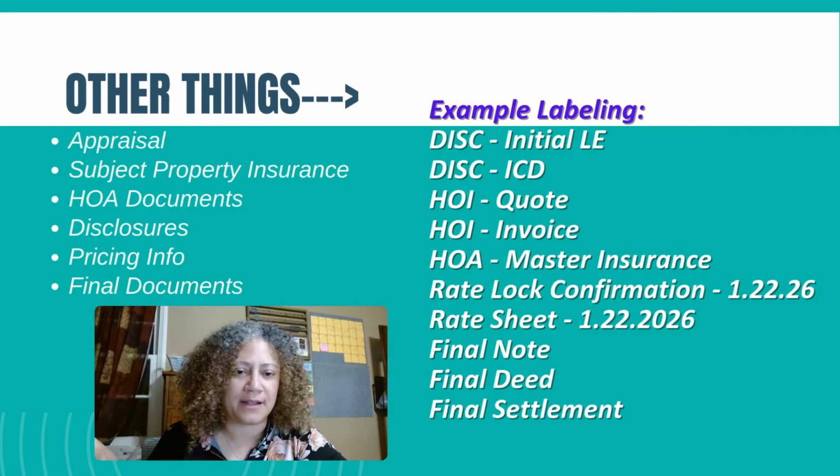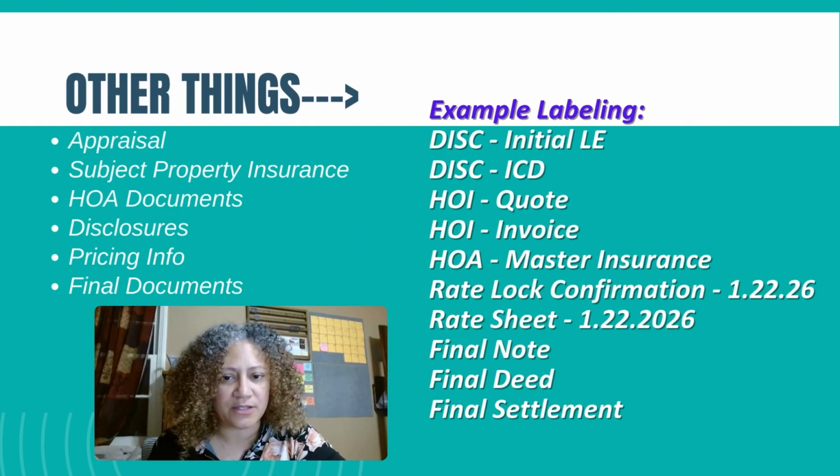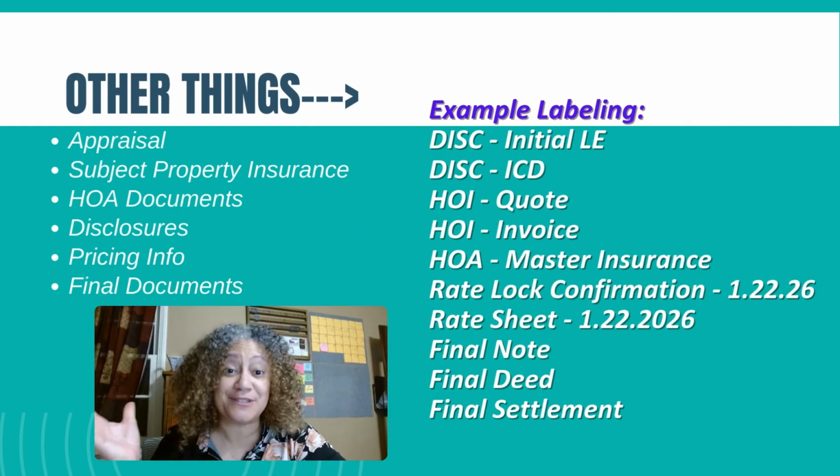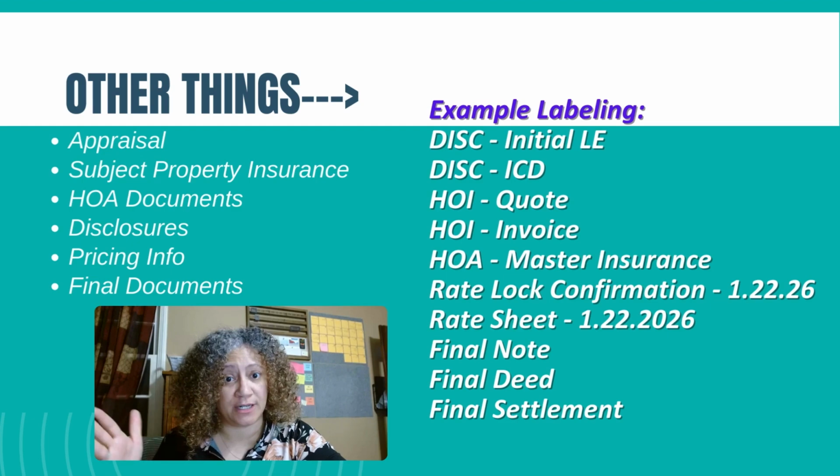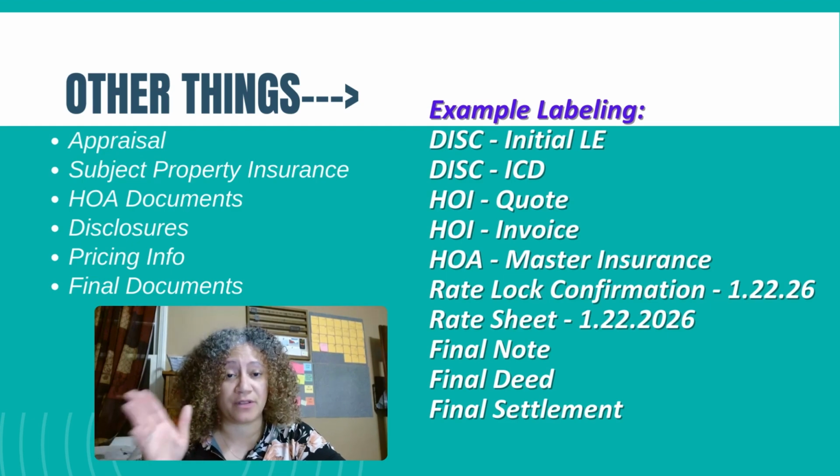There are tons of other buckets, tons of other things we could talk about. Here are just examples of other things. So you've got your appraisal. You have your subject property insurance. So this is the insurance for the actual subject property.